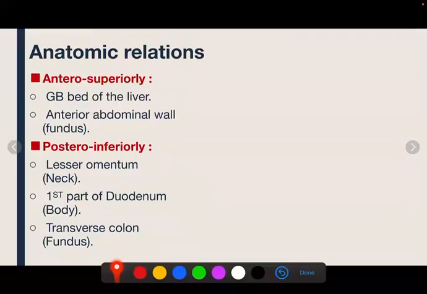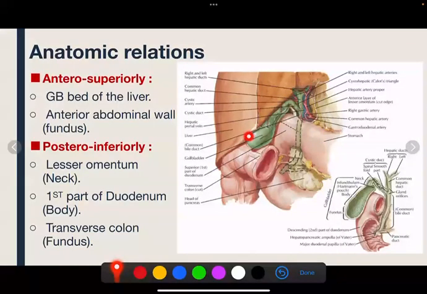The anatomical relationships of the gallbladder: anteriorly and superiorly, it is related to the gallbladder bed of the liver and the anterior abdominal wall, the fundus part of the gallbladder. The fundus part lies at the junction of the lateral border of rectus abdominis and the tip of the ninth costal cartilage. While posteriorly and inferiorly, the neck is related to the lesser omentum, the hepatoduodenal ligament, and the body is related to the duodenum, and the fundus is related to the transverse colon.